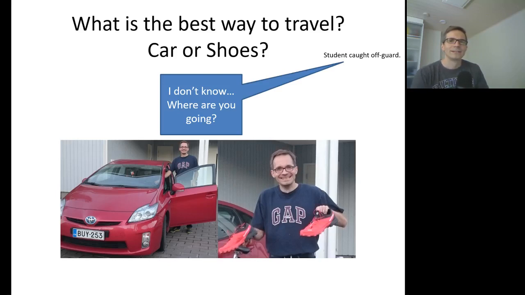Now I will give an illustrative example of context, not in the domain of software engineering, but from a domain that is a bit easier to understand. It is in the domain of travel. So the question is, what is the best way to travel? Car or shoes?